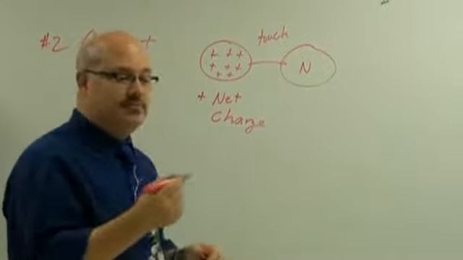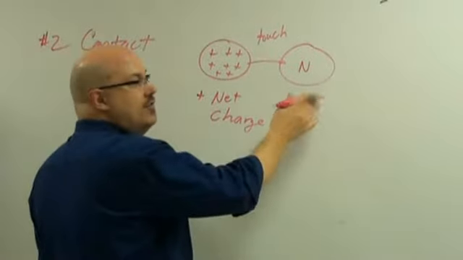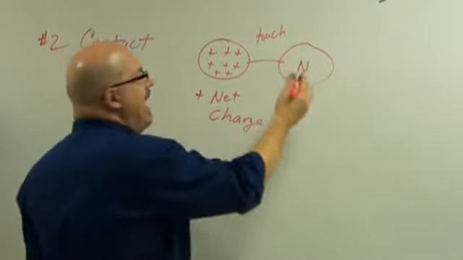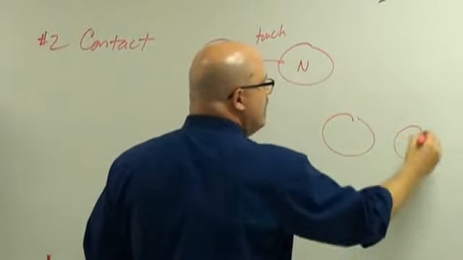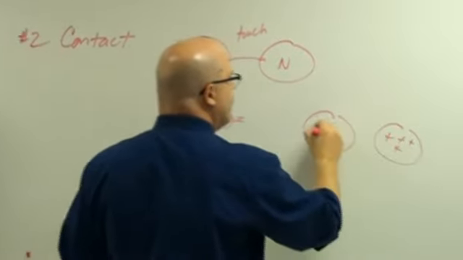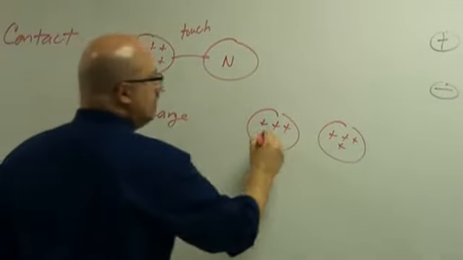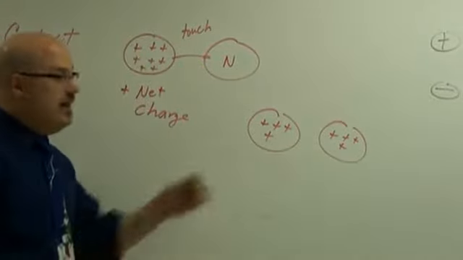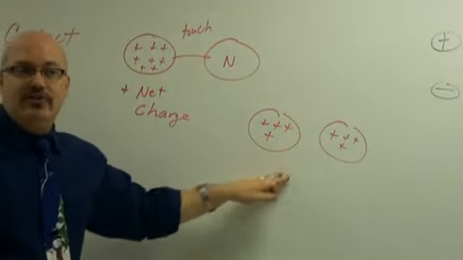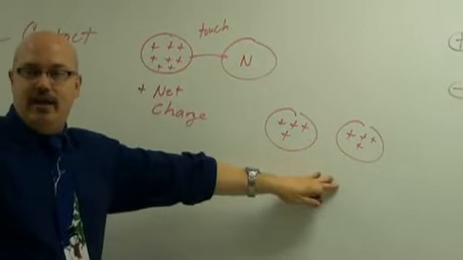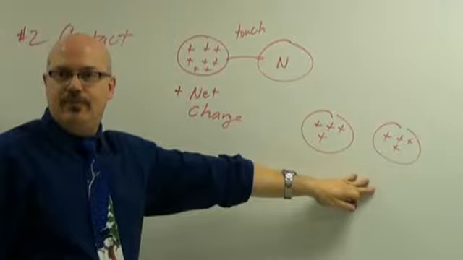Touch. So they'll share charge. So this will come out to be positive. Afterwards, it'll look something like this: 1, 2, 3, 4, 5, 6, 7, 8. Now, notice the net charge is still the same. 8 plus 8 here, plus 8 here. But now it's shared between the two.